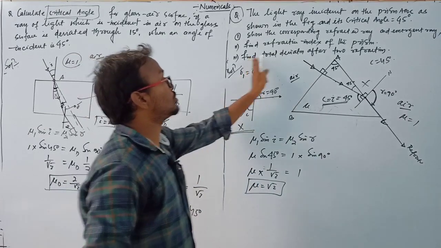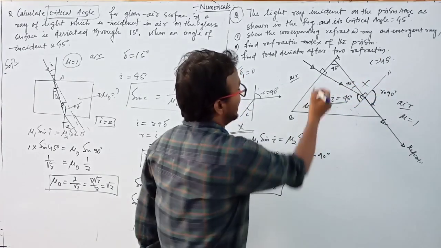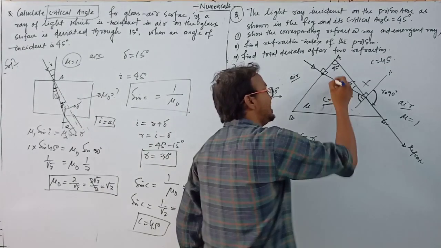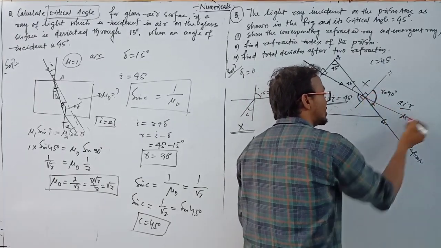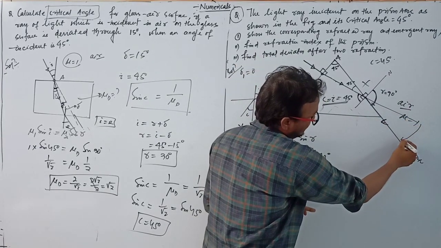Clear? Now find the total deviation after 2 refractions. For the first refraction, the deviation is 0. For the second refraction, this is the actual ray, traveling in this direction. Due to the interface, it changes its direction to this direction.